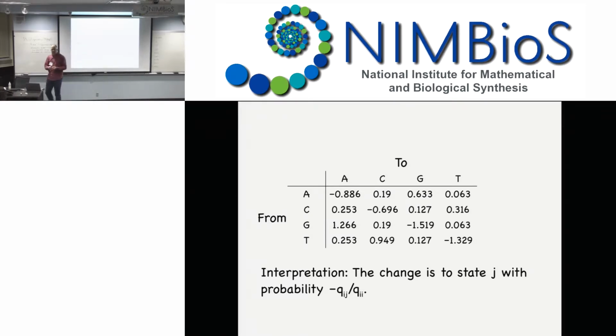So it tells you two things. It tells you how long you wait. It doesn't tell you exactly, it's a probability distribution, but it tells you the parameter of the exponential for how long you wait. And then when you have a change, it tells you the probabilities to the different possible states.